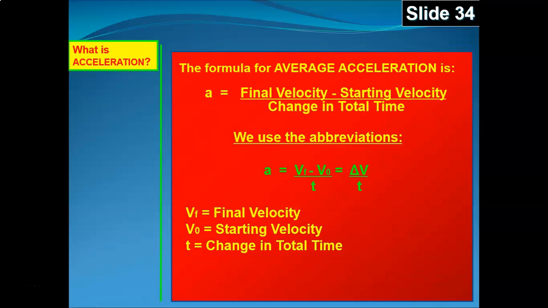The formula for average acceleration is a, lowercase a, equals final velocity minus starting or initial velocity, divided by the total time, the change in time. So we use the abbreviations a equals vf minus v0 over t. Sometimes the change in velocity from initial to final velocity is called delta v. So it's delta v over t. That's also a way of stating acceleration. So vf is final velocity, v0 is starting velocity, and t is change in time.